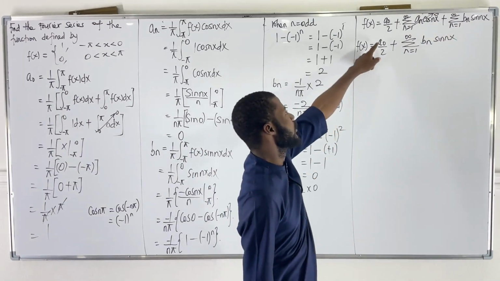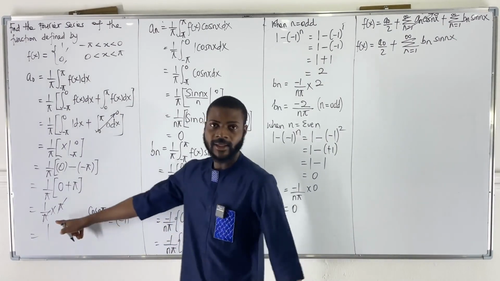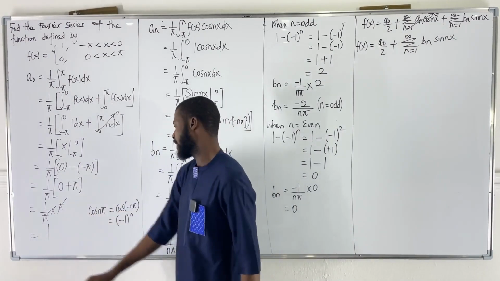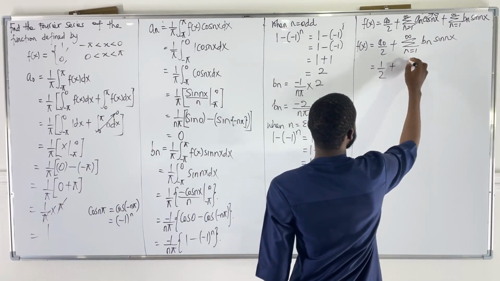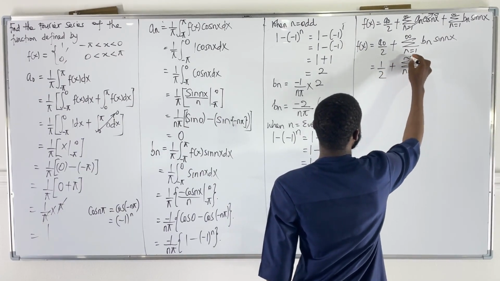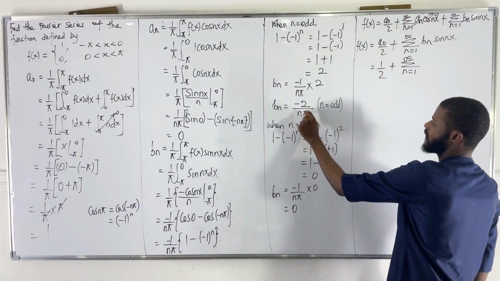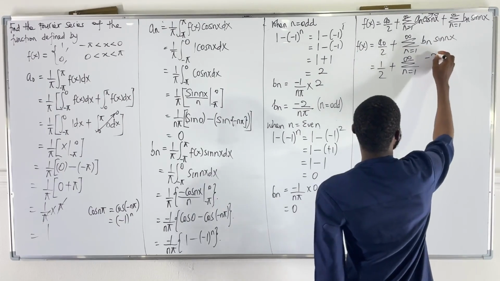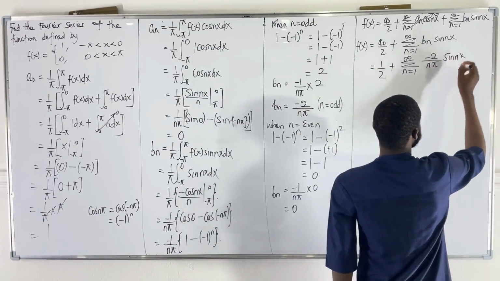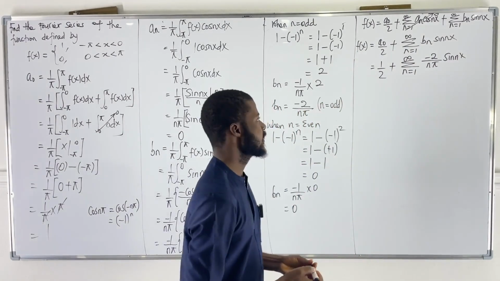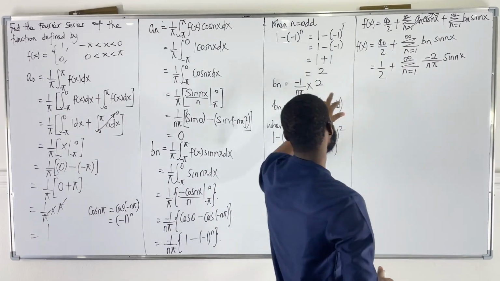Now what is the value of a naught? Value of a naught is 1. So this will be 1 over 2 plus the sum from n equal to 1 to infinity. B sub n is minus 2 over n pi. So we have minus 2 over n pi, then sine nx. But the thing is, this value is only when n is odd.